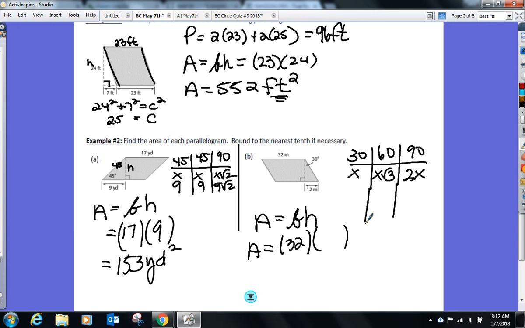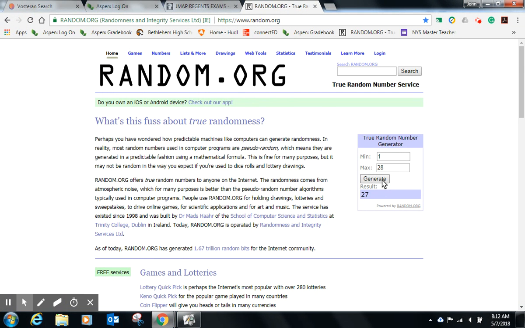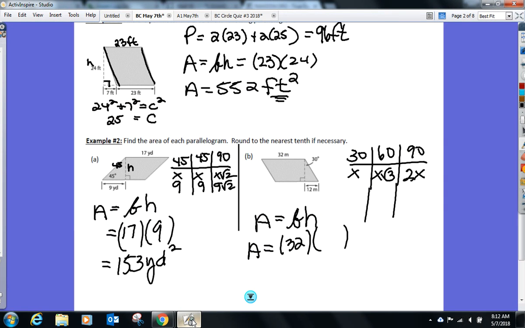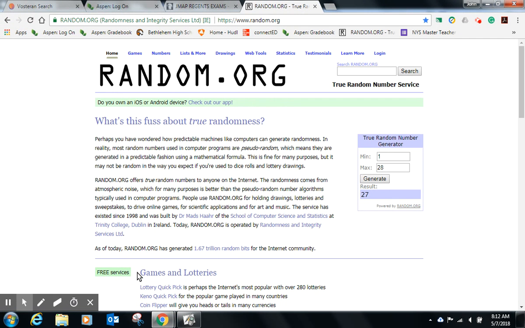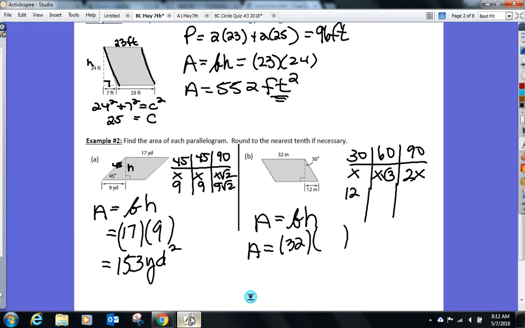All right, where's the 12 located? Where am I going to put the 12 in my chart? Okay, 12. Anybody want to complete the diagram? Complete this diagram for me.